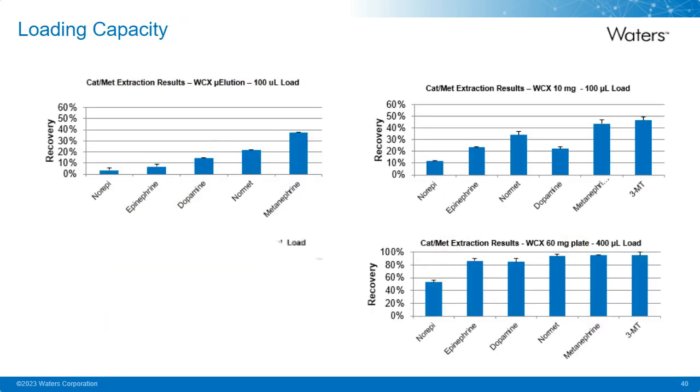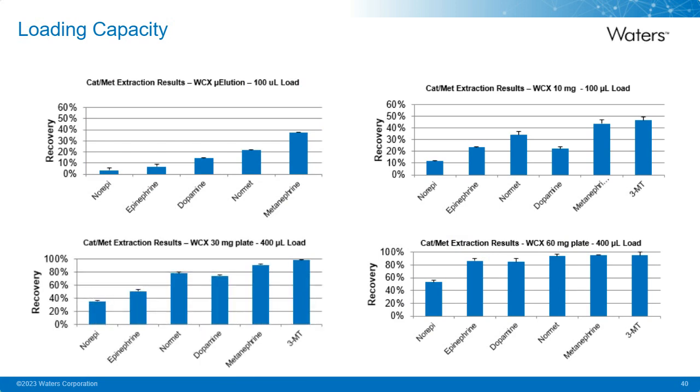Let's go through these. Here's an example of why we needed that higher sorbent mass. From the upper left-hand corner, we see we're using a microelution plate with a 2 milligram bed and 100 microliters of sample. Pretty poor recovery. It's a little better with the 10 milligram plate, even better with the 30. And then finally, with the 60 milligram plate, we've got all the capacity we need for very good, high, and efficient recovery for all of the analytes.